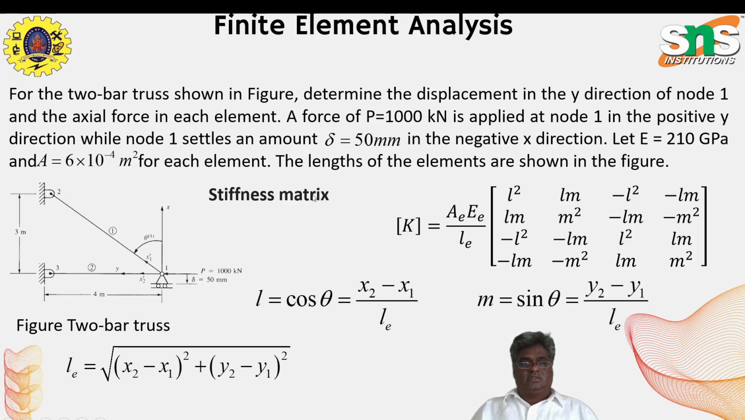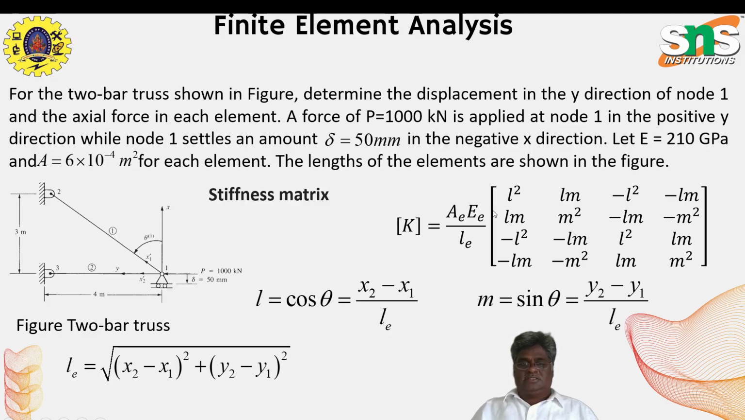Normally, we use the stiffness matrix formula K equal to AE divided by L times the matrix: L square, LM, minus L square, minus LM; LM, M square, minus LM, minus M square; minus L square, minus LM, L square, LM; minus LM, minus M square, LM, M square. This is the stiffness matrix for a one-dimensional truss problem.